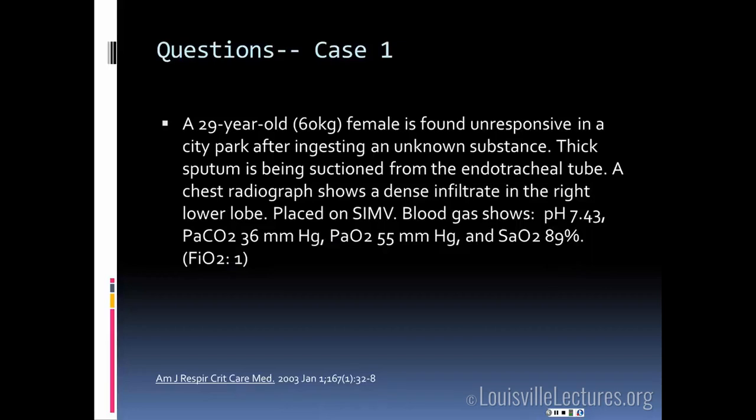So, case number one, a 29-year-old lady, 60 kilo, is found unresponsive in a city park after ingesting an unknown substance. Thick sputum is being suctioned from the endotracheal tube. A chest X-ray shows a dense infiltrate in the right lower lobe. She is placed on SIMV. The blood gas shows a pH of 7.43, PCO2 of 36, PO2 of 55, and oxygen saturation of 89% on 100% of FiO2.